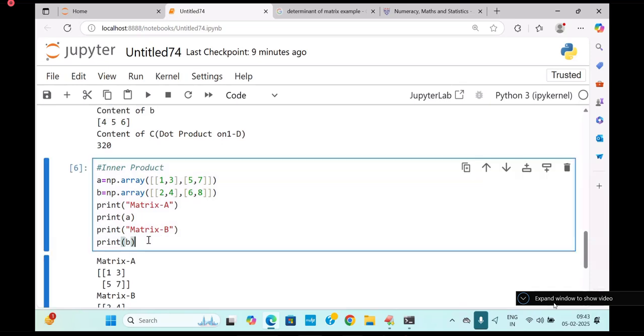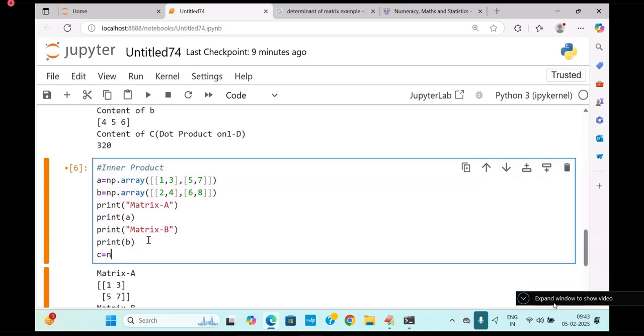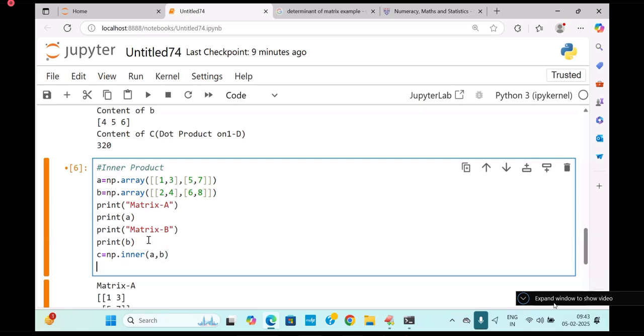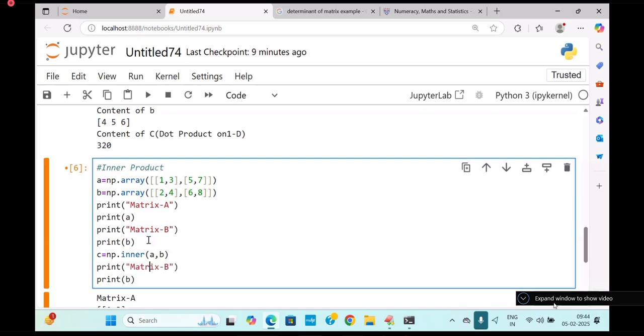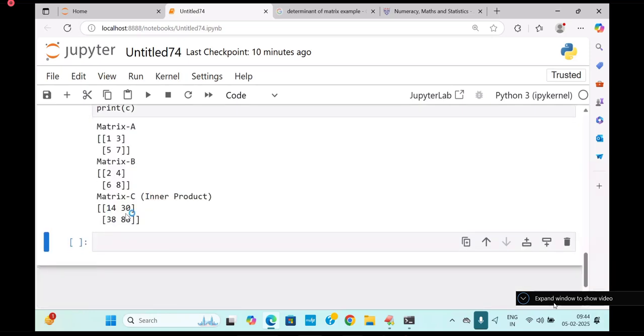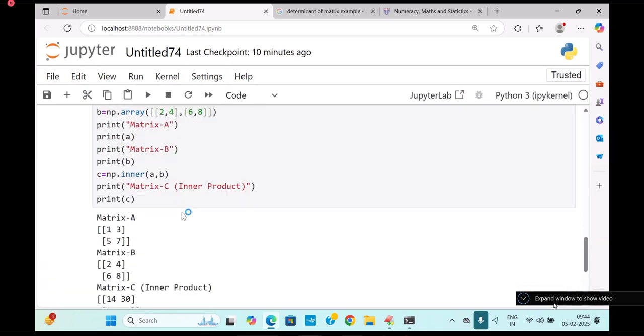Are you okay? C is equal to np.inner of A comma B. Now I'm going to write matrix C. I'm going to post the notes with the calculation part also. So for the inner product, I will use C. You are going to get inner product 14, 30, 38, and then 56. Are you getting me?